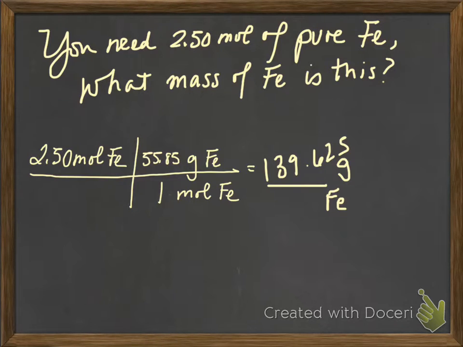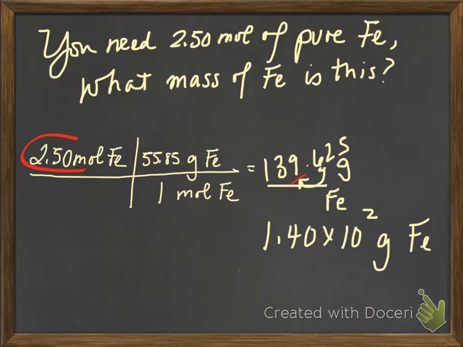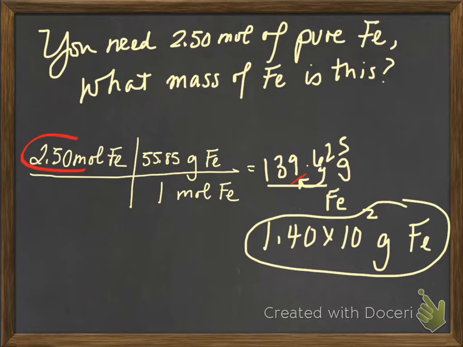139.625 grams. Now the question is, of course, how many sig figs can we have? Governed by our given, that gives us 3, so we're going to round there. What we end up with is 1.40 times 10 to the second, because this causes that to round up, which means we have 140. So to get 3 sig figs, we do need to put it into scientific notation. Our final answer: 1.40 times 10 to the second grams of iron. Okay, pretty easy. Moles to grams, grams to moles.